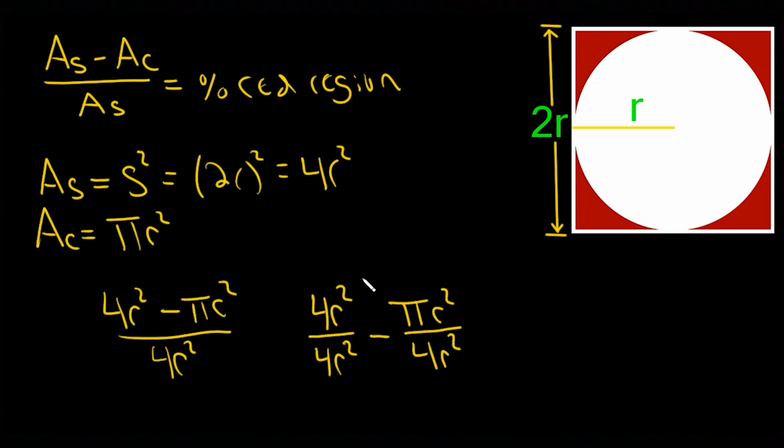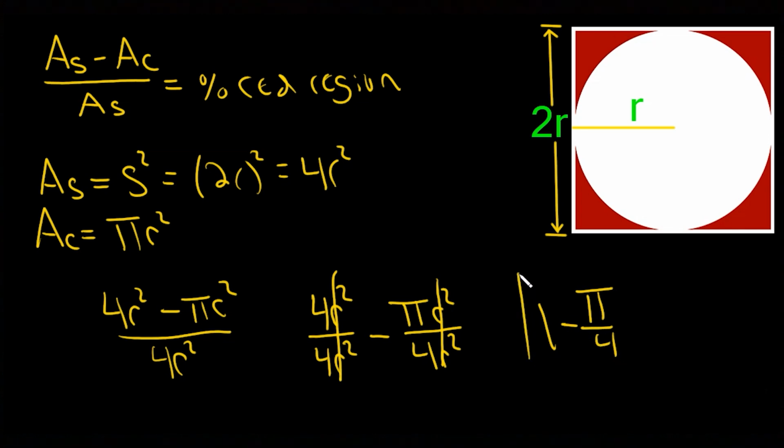Now look what happens here. This one works out real nice. Radius squared cancels out, and 4 divided by 4 is 1. And when I look at this term here, radius squared will cancel out, and I'm left with pi over 4. So my final answer is going to be 1 minus pi over 4.